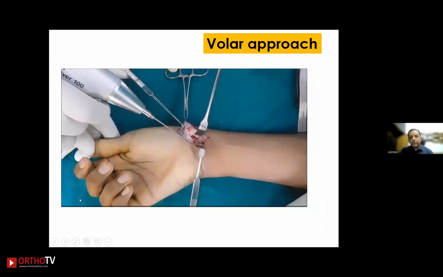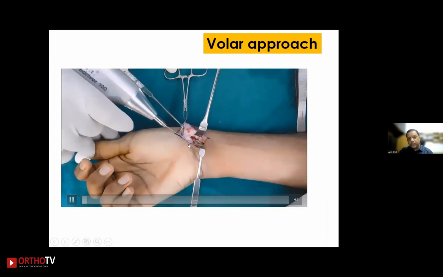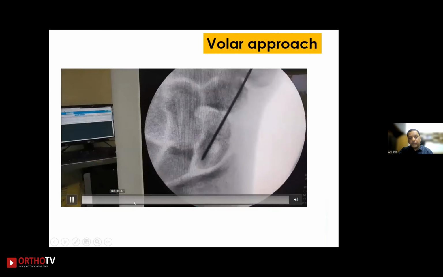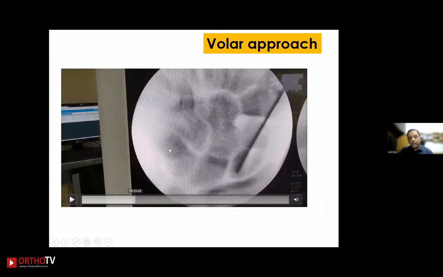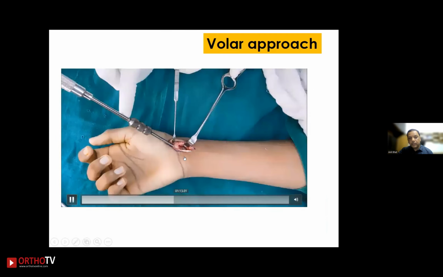The rest of it is the same. Like your open injury, I mean the percutaneous thing, you pass your guide wire there over that, and you check again clinically and under C-arm, and then the drill goes in, and then that is the screw.